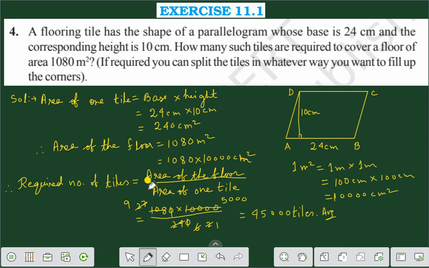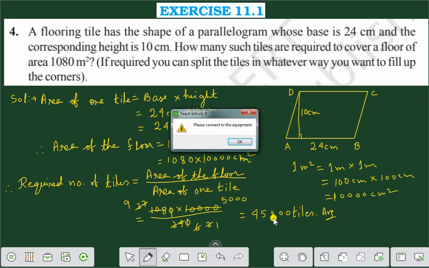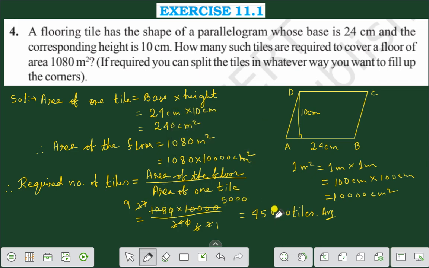We know that required number of tiles is equal to area of the floor by area of one tile. Area of the floor is 1080 into 10000 and area of one tile is 240. By calculation we are getting that it is 45,000 tiles. Therefore the required number of tiles is 45,000.